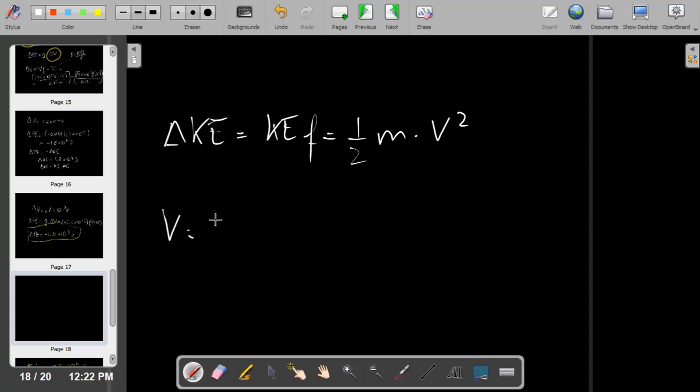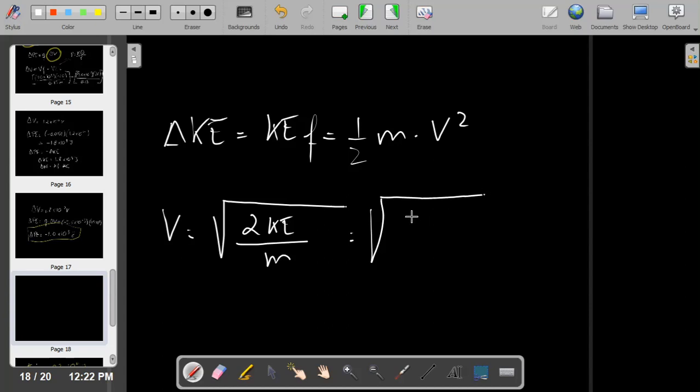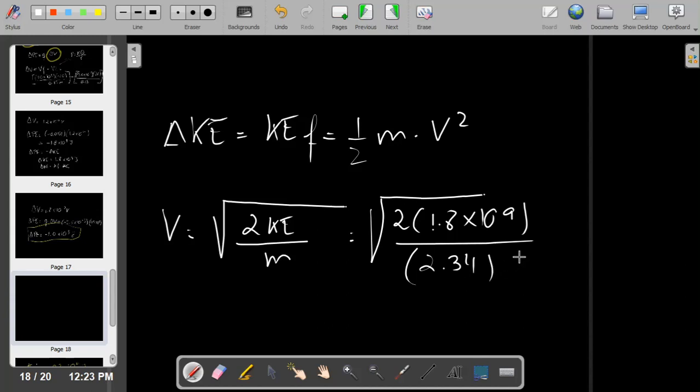Velocity equals the square root of 2 times the kinetic energy we just found divided by the mass. We have everything we need. We just need to put it in our calculator. 2 times our kinetic energy, 1.8 times 10 to the 9 joules, divided by the mass of our particle in kilograms, which they gave us in kilograms already.